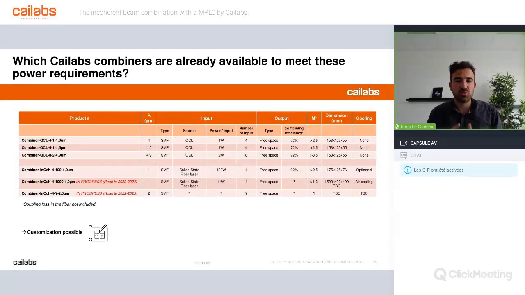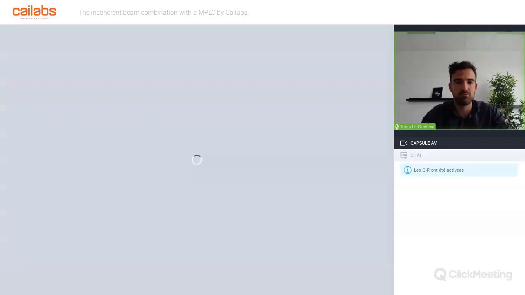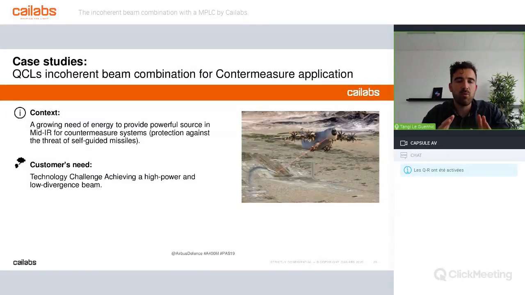And to finish with this table, you can see that we validated interesting combining efficiency. Important thing, coupling losses, the input fibers are not included, but we also have a high expertise to realize this injection into a fiber if you need so, thanks to our experience in fibered components. Now, I would like to present two case studies.